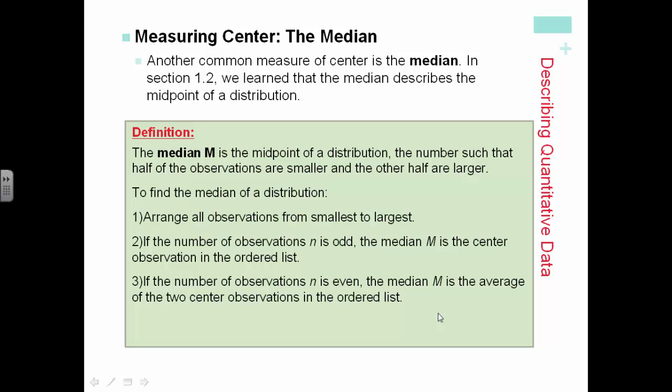The other common way to measure a center for data is a median. Our median is the middle value. If we have an odd number of values, we're going to simply take the middle value or the center value. If we have an even number of observations, we average the two center values together.